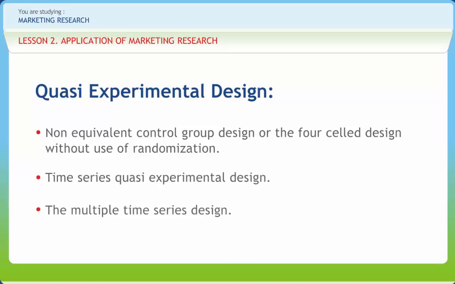Non-equivalent control group design or the four-celled design without use of randomization: experimental group not randomly selected, experimental treatment, pre-test, post-test; control group not randomly selected, pre-test, post-test. Time series experimental design: experimental treatment, pre-test 1 2 3 4 5 6 6 5 4 3 2, post-test 1.